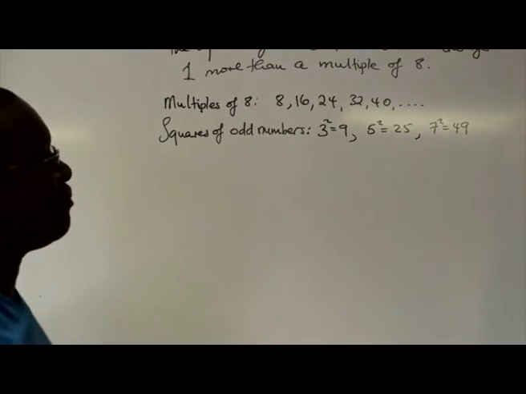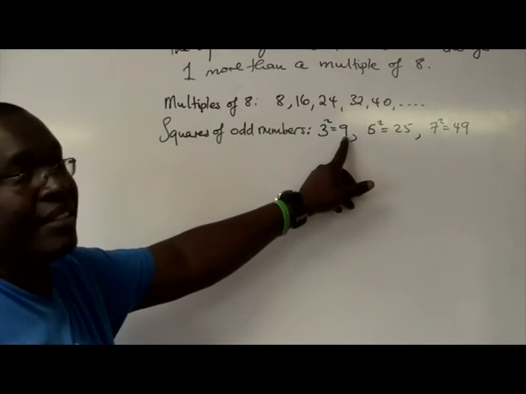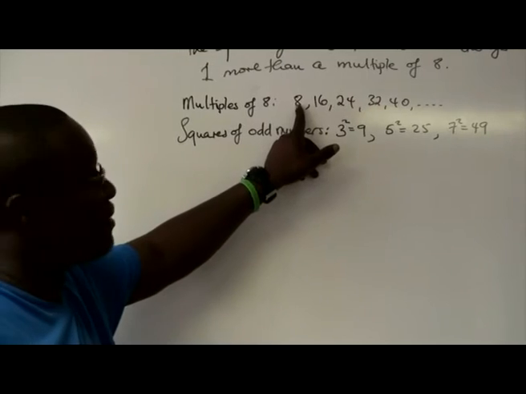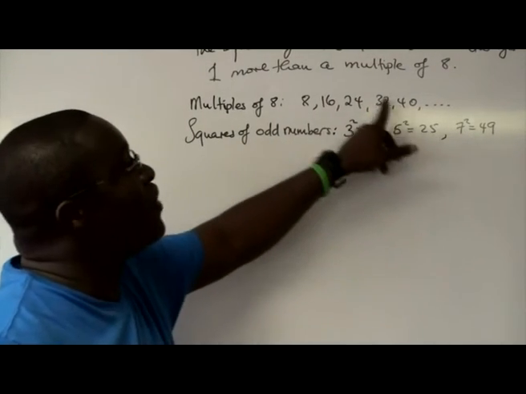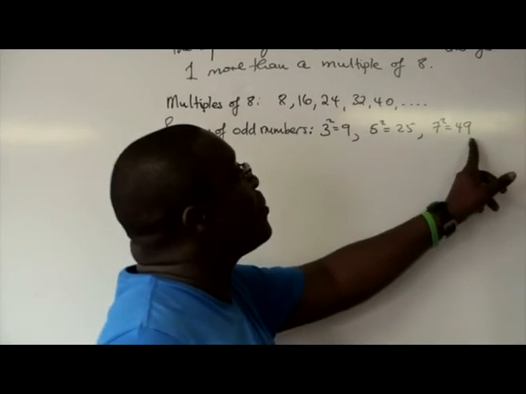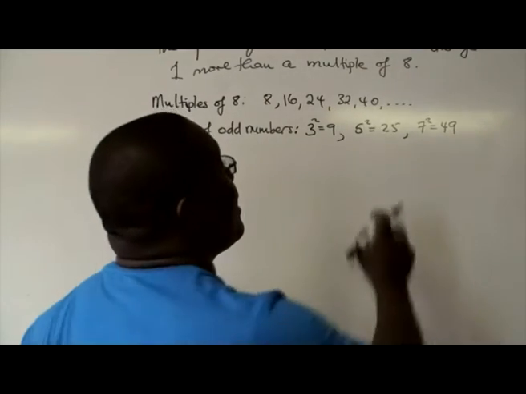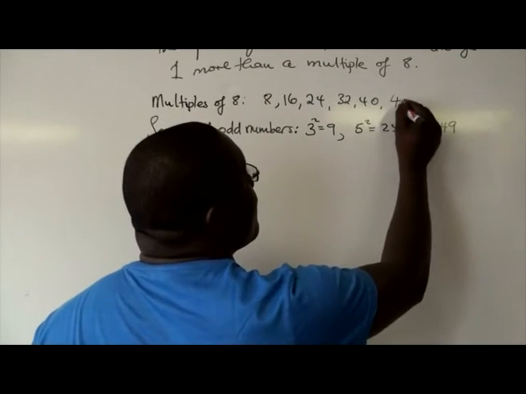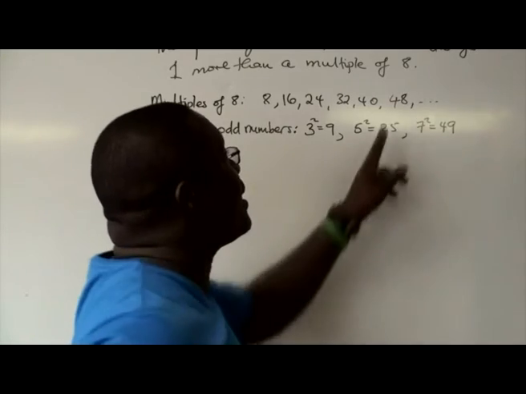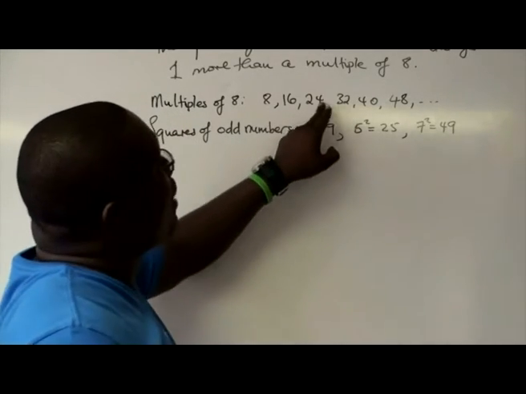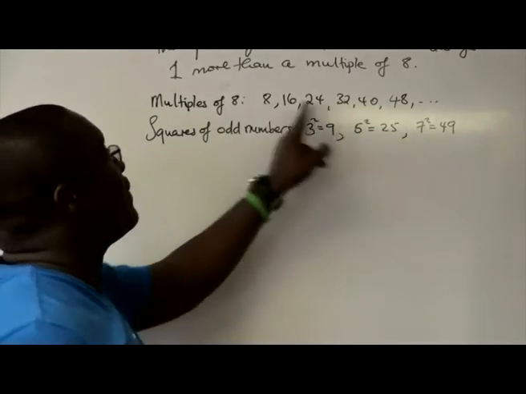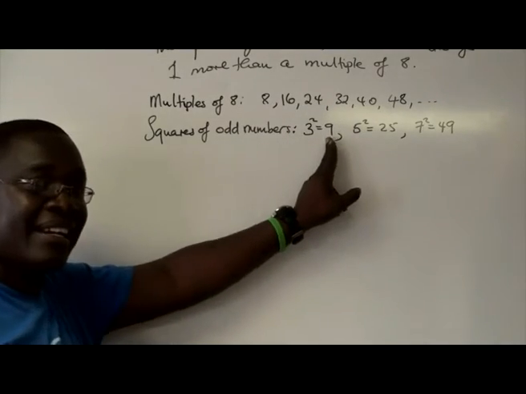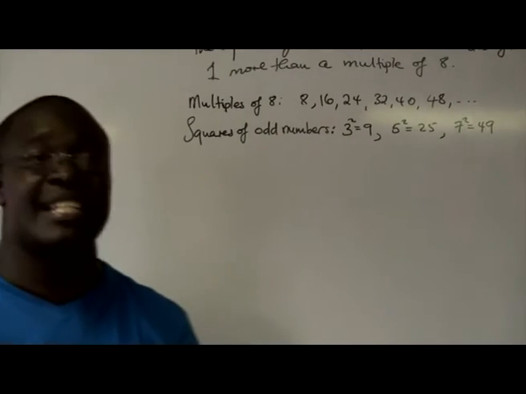So if you look at it, you'll find that 3 squared is 1 more than 8. 5 squared is 1 more than 24. 7 squared is 1 more than 48, which if we continued, we'd have 48 here. So it says 48 plus 1, 49. 24 plus 1, 25. 8 plus 1, 9. So we need to prove this mathematically.